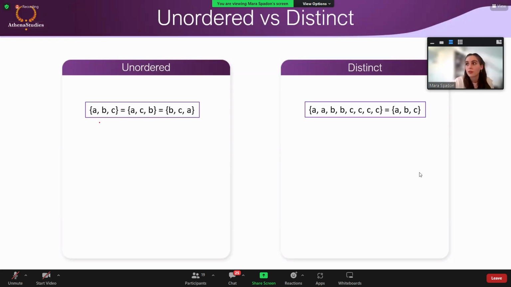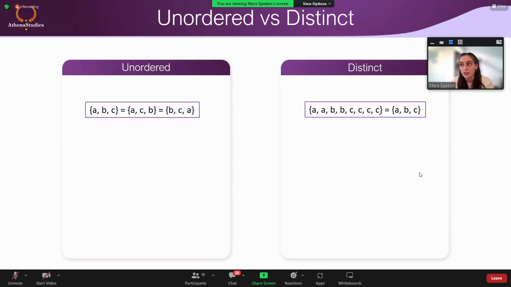So now we have the definitions of unordered set and distinct set. So what does this mean? An unordered set is a set that stores unique elements in no particular order. And as you can see, these sets are all the same. They're equal to each other, and the order changes. Okay, so a set can be unordered. It doesn't matter as long as you have the unique elements.